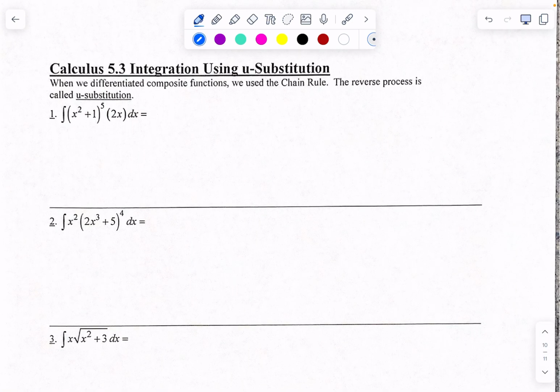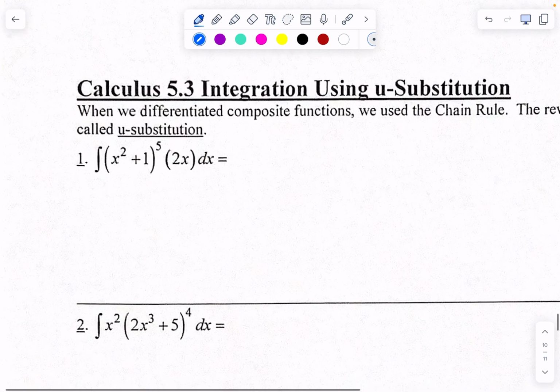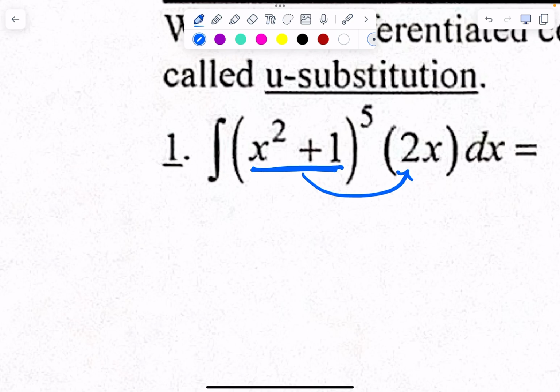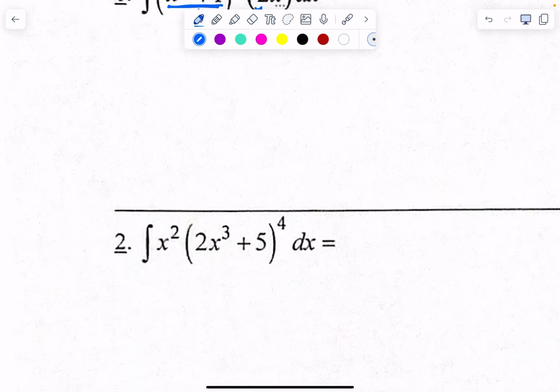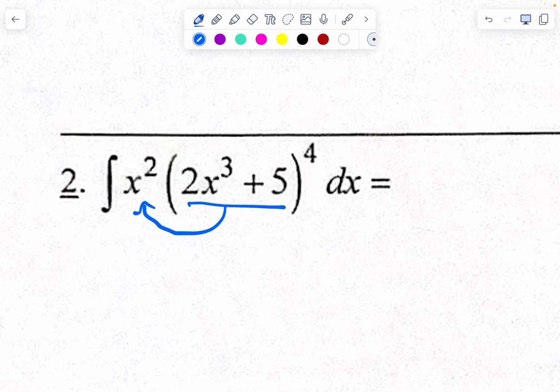I'm just looking at the homework. Number 1 is going to be pretty obvious. Do you see your u? Do you see how its derivative is 2x? Number 2, you see this u? Its derivative will be 6x squared. So what do you have to do with the 6? You'll end up having a 1/6 integral of sine.